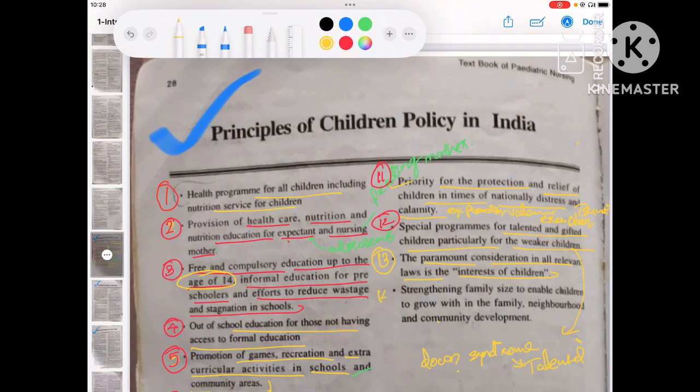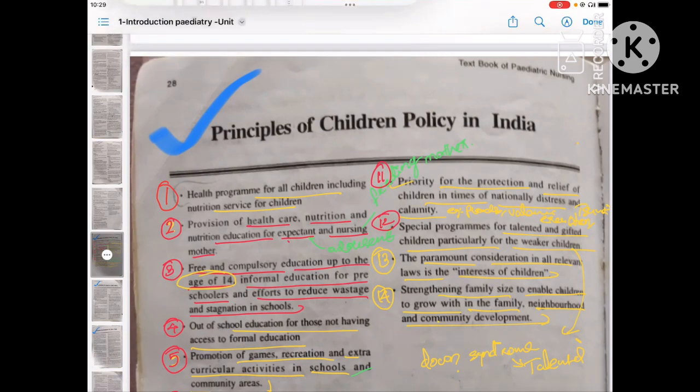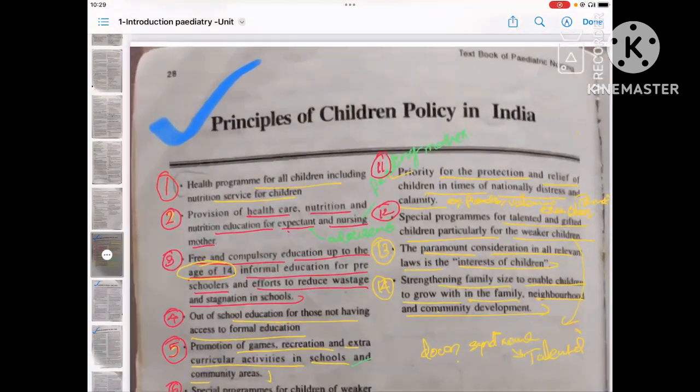And the last principle of the children policy in India is strengthening the family to enable the children to grow within the family, neighborhood and community development. We strengthen the family to help the children grow in their family, their society and community, with all those developments. So these all are the principles of the children policy in India.